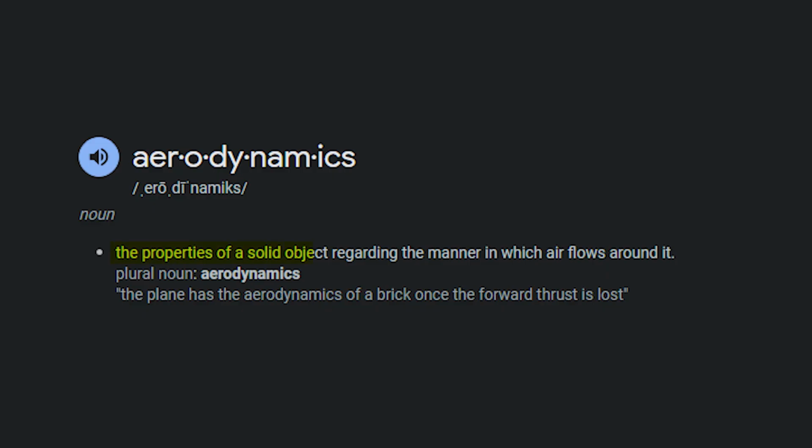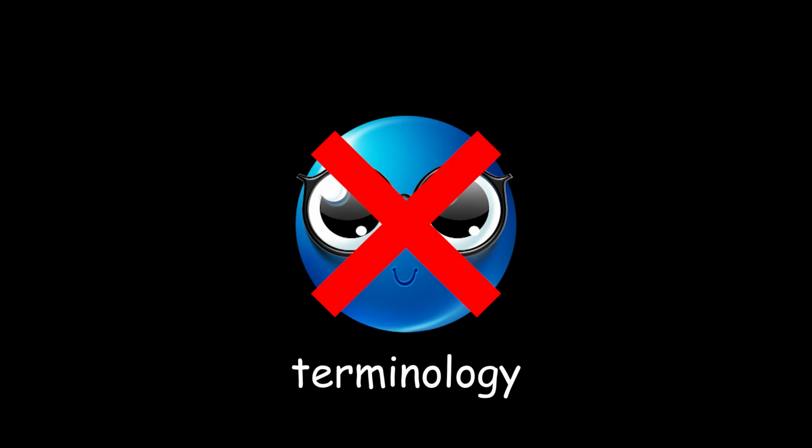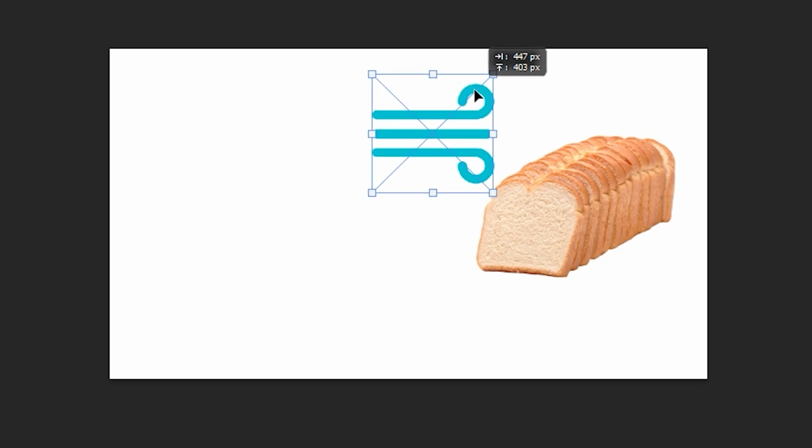Let's go ahead and start off with the shape of the plane, more specifically, aerodynamics. Aerodynamics are defined as the properties of a solid object regarding the manner in which air flows around it. In not nerd terminology, it basically just means how air moves around objects. Figuring out the aerodynamics of a plane sounds pretty complex, but they really aren't. All we have to do is look at birds.